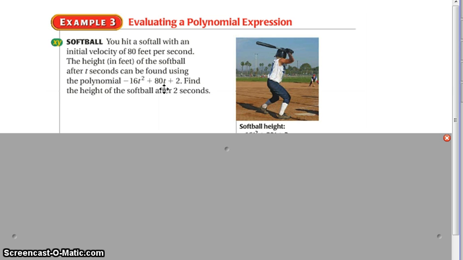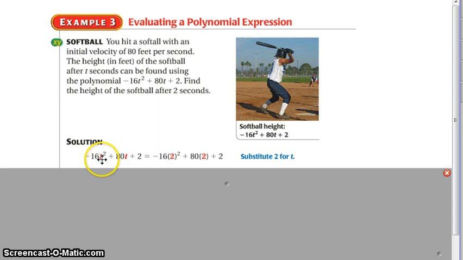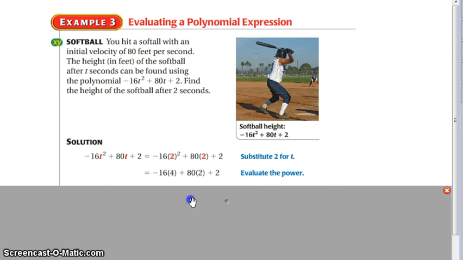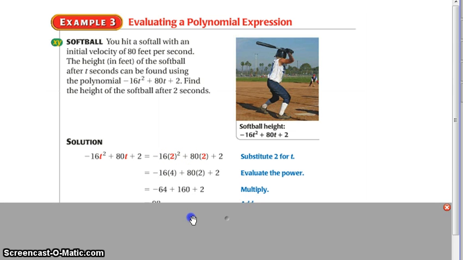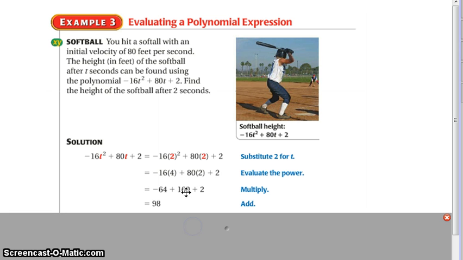Gravity. So negative 16 is your gravity, okay? That's what's working against the ball. 80 is actually working to send the ball pretty far, right? So in this case, they simply plugged in 2 seconds for their t, and then using the correct order of operations, simplified and found that after 2 seconds, the ball is at 98 feet. So the ball is still traveling.